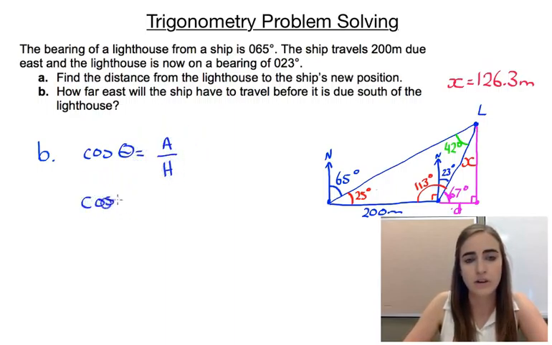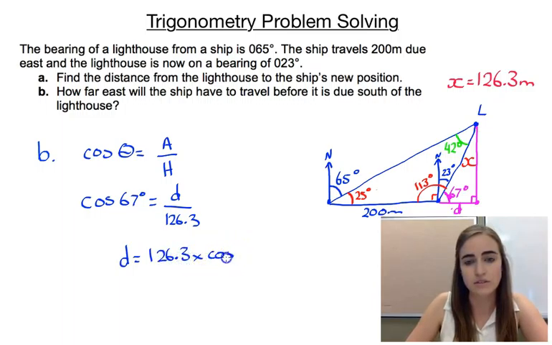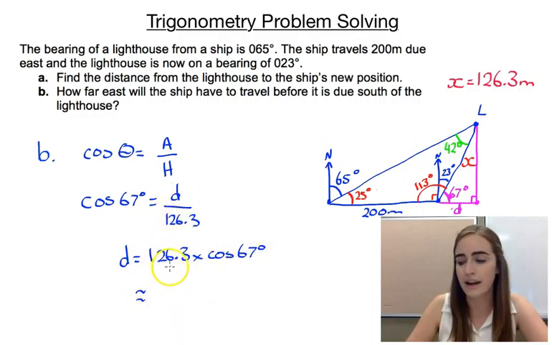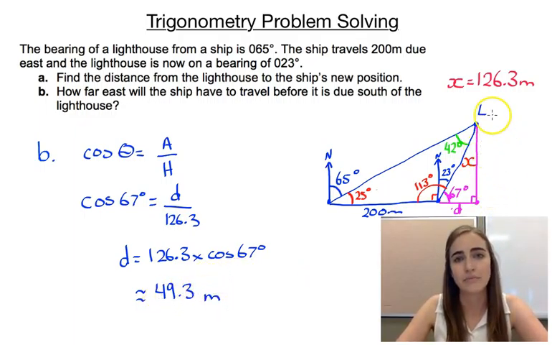So in our triangle, we're going to have cos of 67 degrees is equal to D over 126.3. Then to get the D on its own, we multiply both sides by 126.3. So D is equal to 126.3 times cos of 67 degrees. If we round that answer to one decimal place after we've put it in our calculator, we should end up with 49.3. So it needs to travel another 49.3 metres before it is due south of the lighthouse. Right, so that's one example of how we can solve problems using trigonometry.